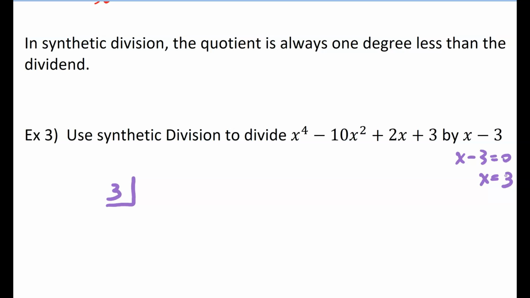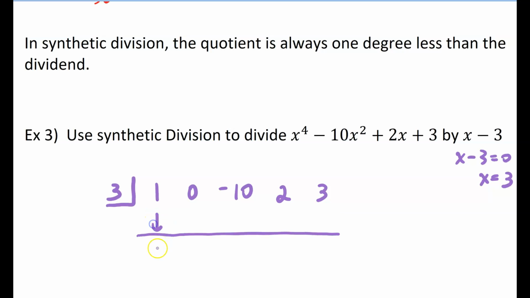Alrighty. Again, I need to look at my highest degree term. What's my highest degree term? X to the 4th, and the coefficient on x to the 4th is 1. So we do 1. Do we have an x cubed term? No. So we put in a 0. X squared term? Negative 10. X to the first term? 2. X to the 0 term, or the constant? 3. Okay, so I'm not going to write all the steps out this time. We're just going to do this a little bit quicker.